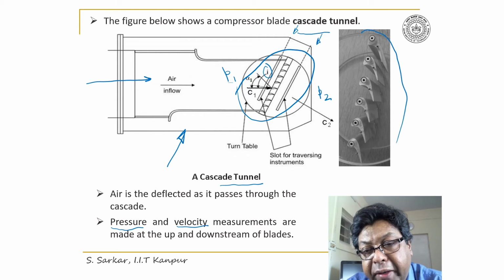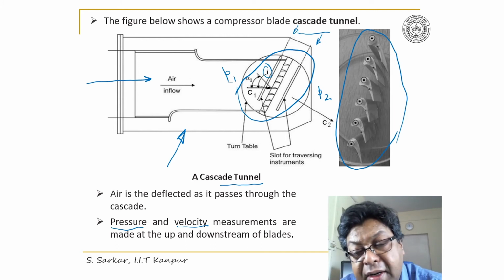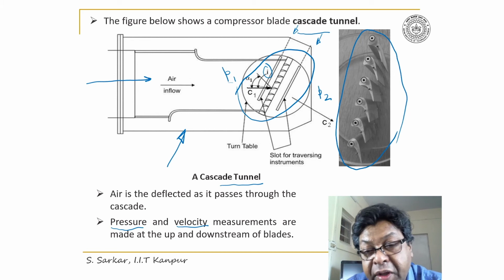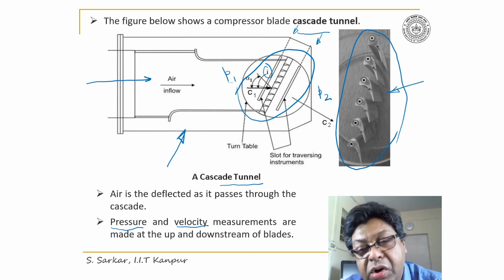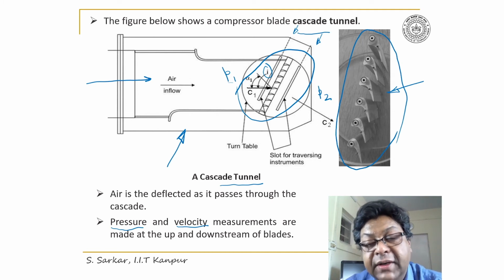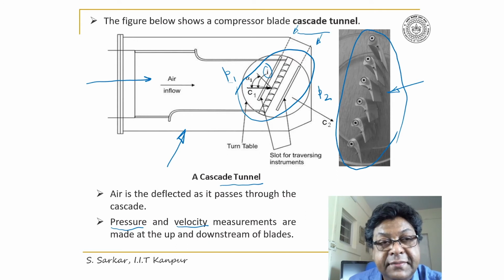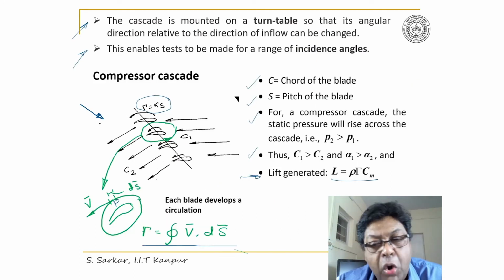Here I have indicated a picture where a real compressor blade is mounted on a turntable. Here you can appreciate the profile of the blade, how it looks when mounted on a cascade tunnel. Let me state the two important points: the cascade is mounted on a turntable so that its angular position with respect to the direction of inflow can be changed, and thereby it enables us to take measurements for a wide range of angles of incidence.